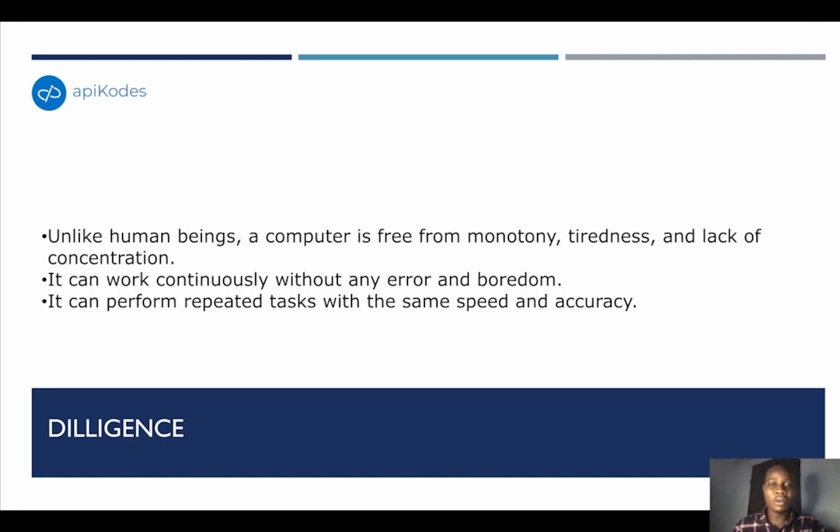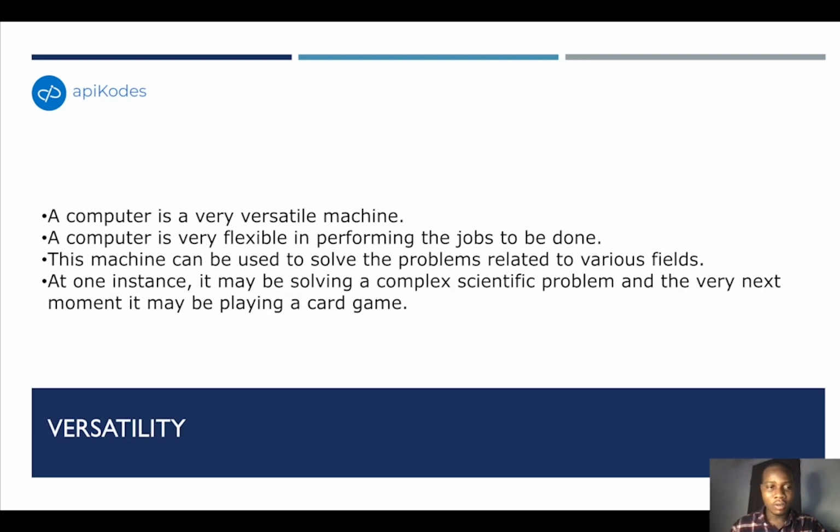So when you have something to do that requires somebody to get tired, you can use a computer to replace it. You get them. So versatility. Now computer is very versatile, can perform different tasks, different jobs in different fields. And can also perform very complex scientific problems. So if you have a very strong problem to solve, you can write a program, then a computer can solve that issue very well.